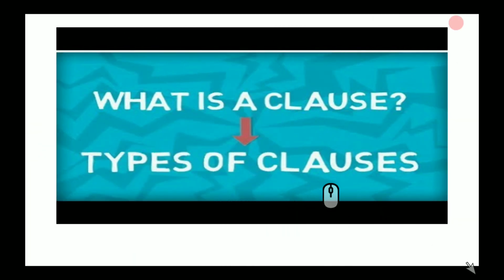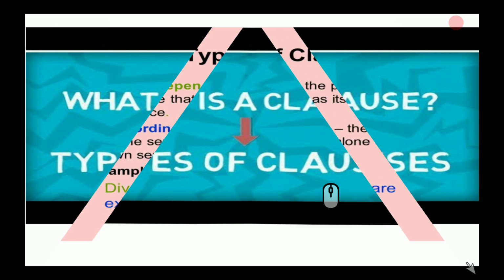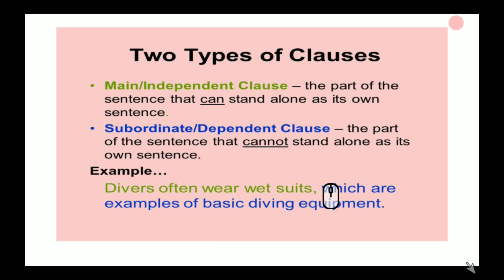Now types of clauses. Now we have learned what is a clause. What are the different types of clauses? We are just going to read the definition and understand it. Basically there are two types of clauses: main independent clause and subordinate dependent clause. The main clause is the part of the sentence that can stand alone as its own sentence. It doesn't need anything else.